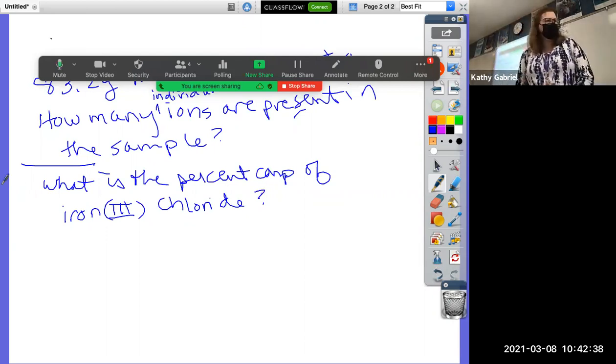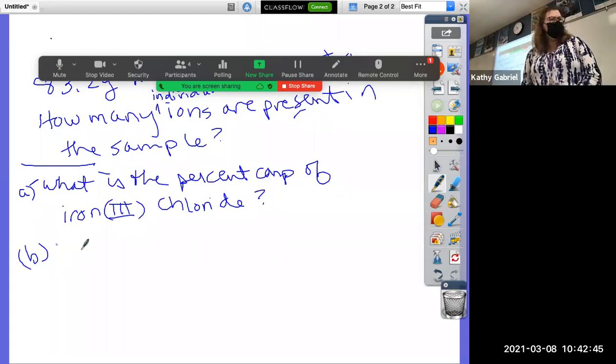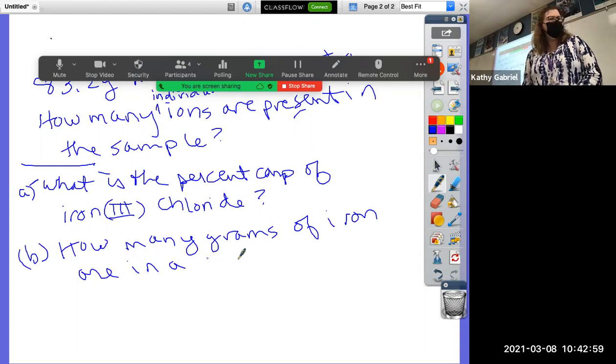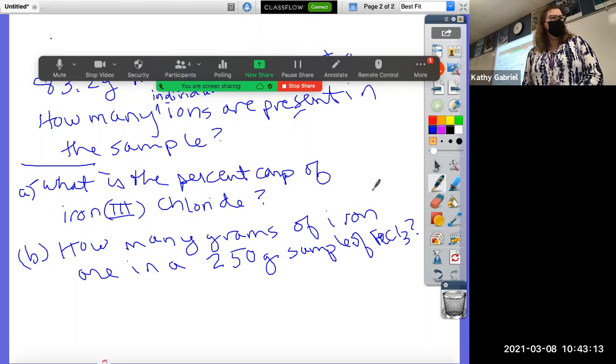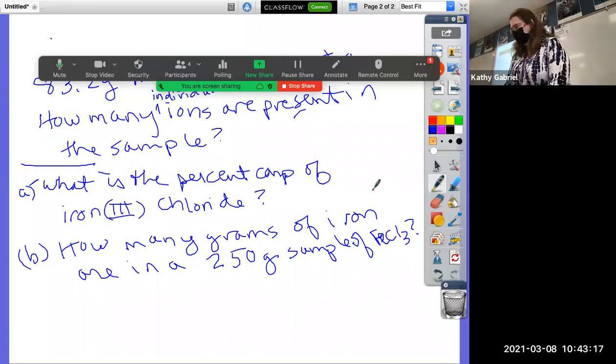Okay, I'm going to add a second part of the problem. This is A. I'm going to put a decimal on this so it has more sig figs.